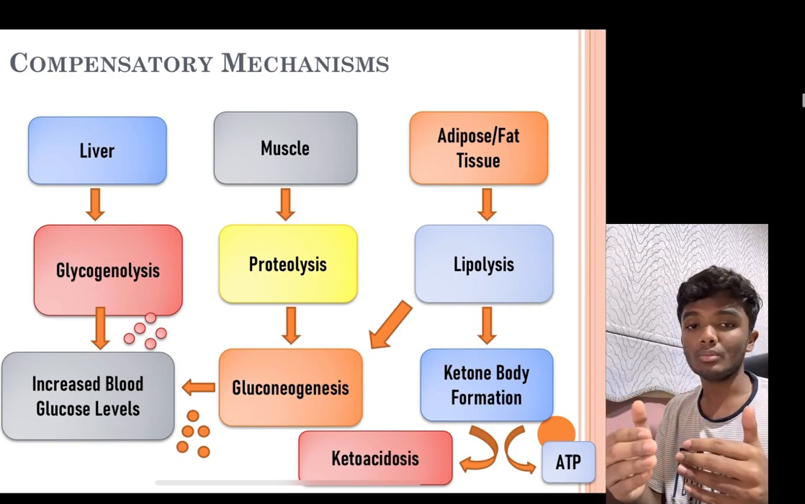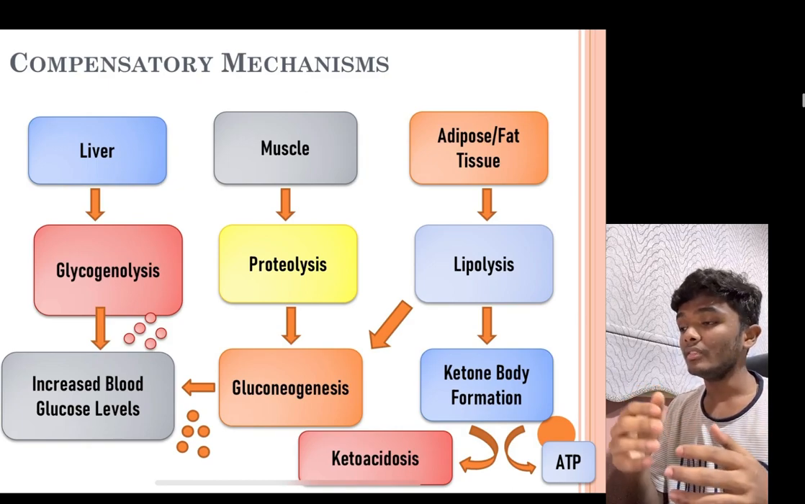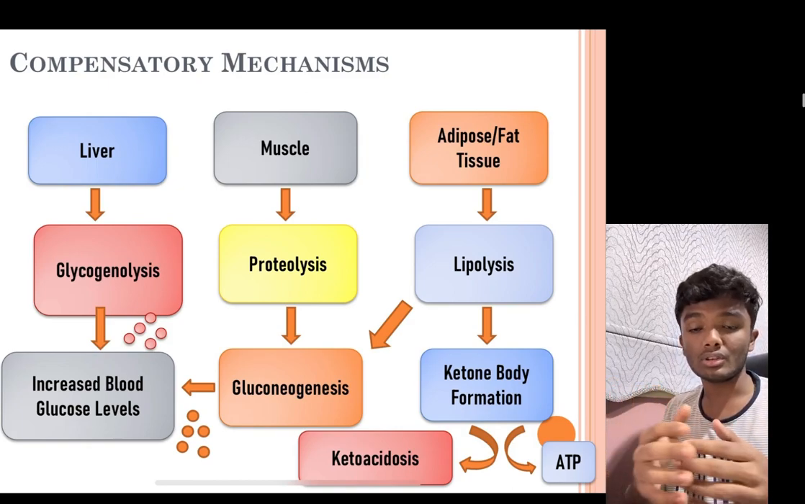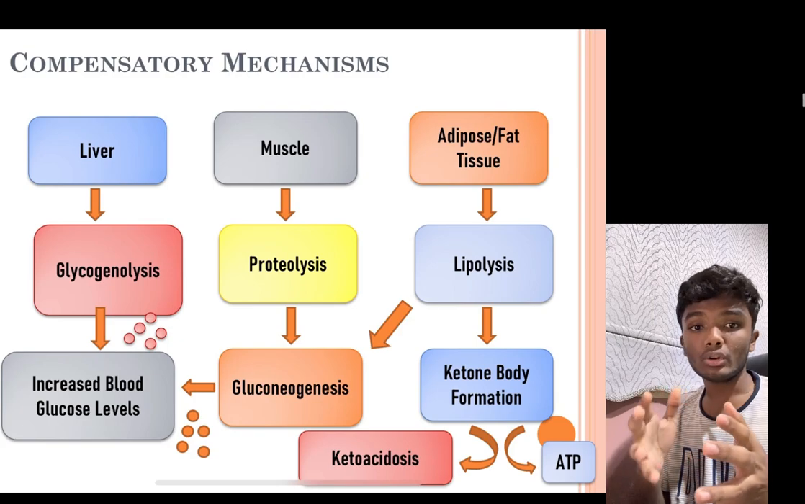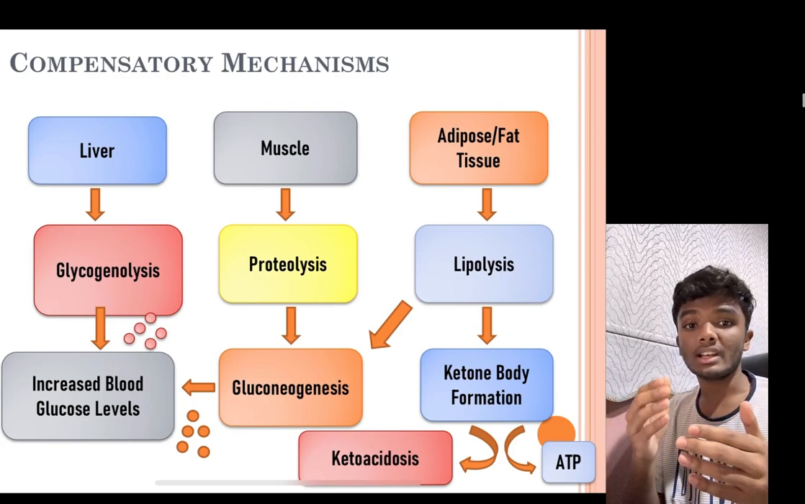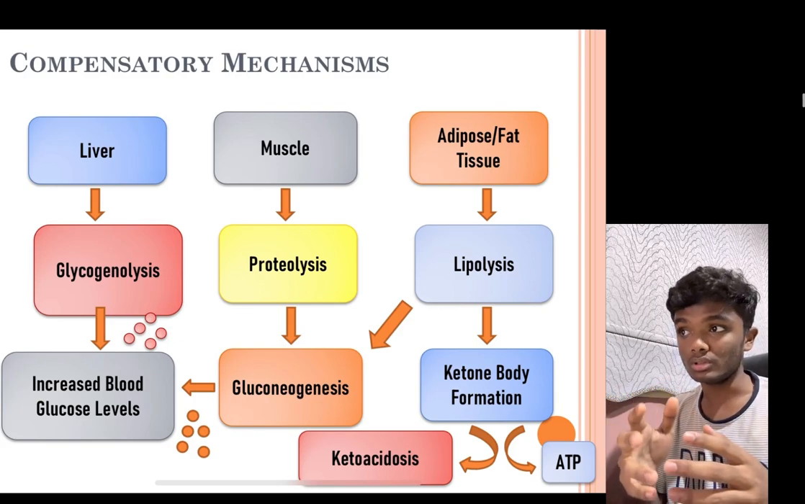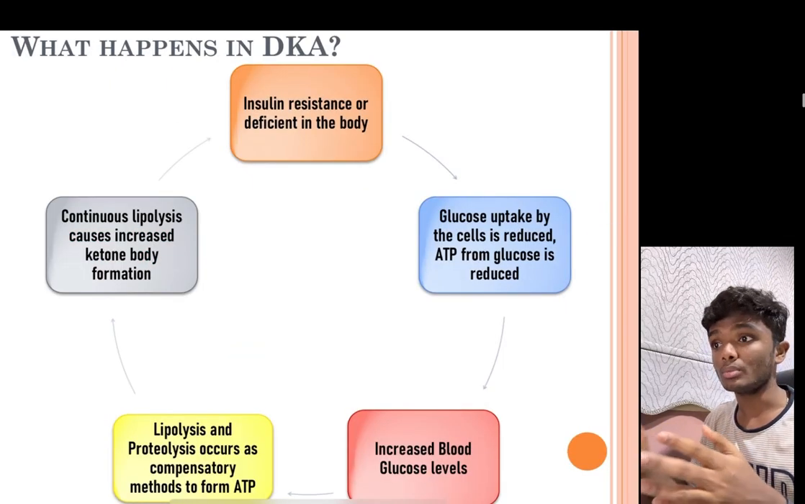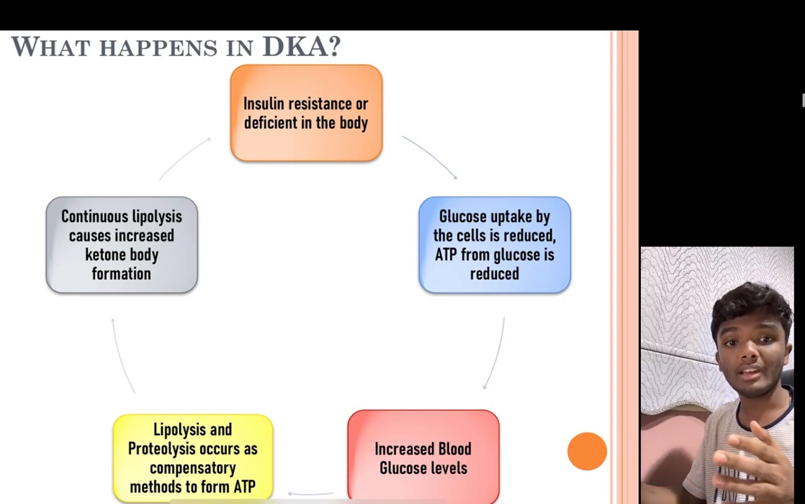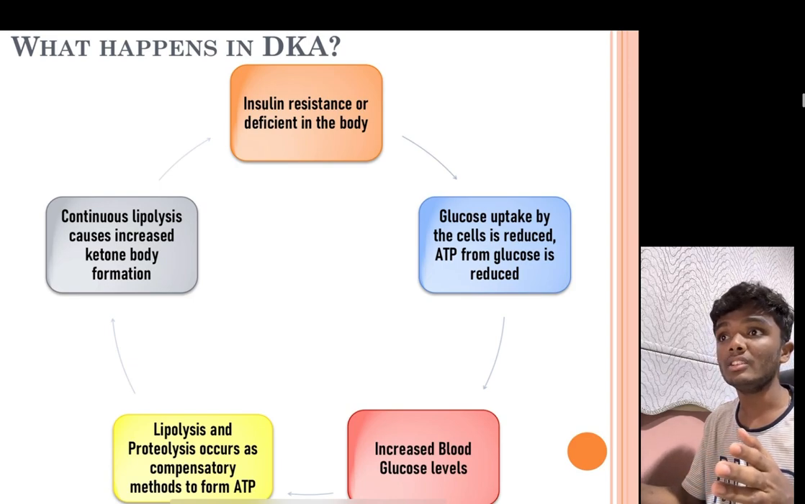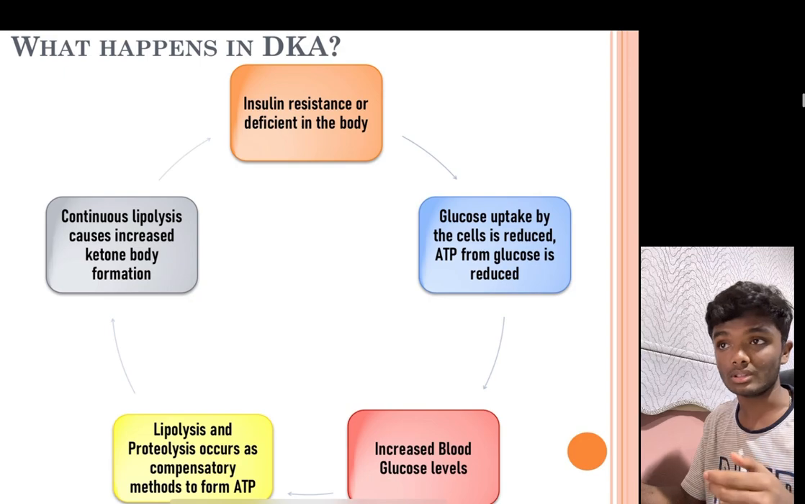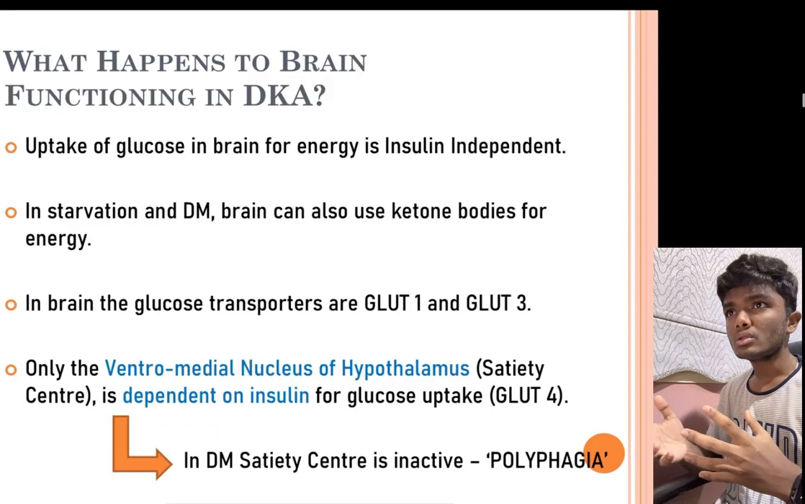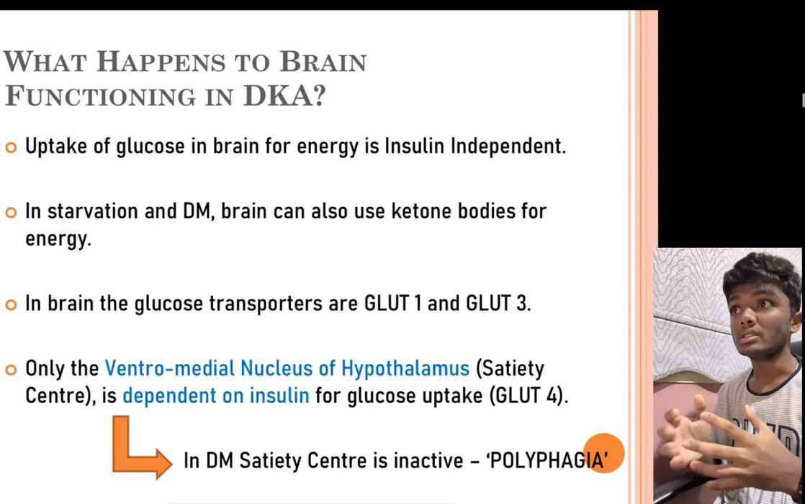The fat tissue breaks down by lipolysis to produce ketone bodies, which further produce ATP, which is the currency of energy. Later, when ketone bodies are increased in the blood, it causes an acidic condition which leads to ketoacidosis. We have now completed the cycle as we have seen the compensatory methods to produce ATP, that is lipolysis as well as proteolysis. We have also seen that continuous lipolysis increases the ketone body formation, which leads to a condition called ketoacidosis. Next, we will look upon what happens to the functioning of the brain in diabetic ketoacidosis.